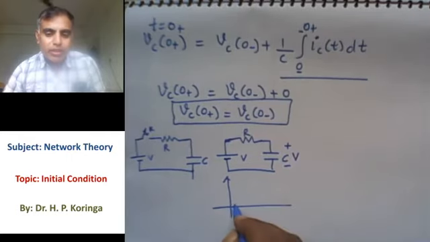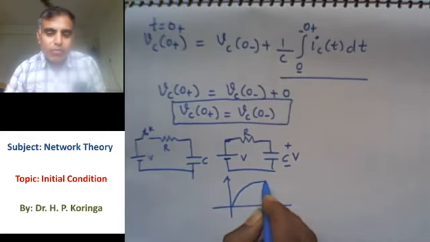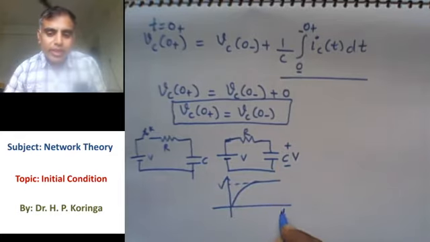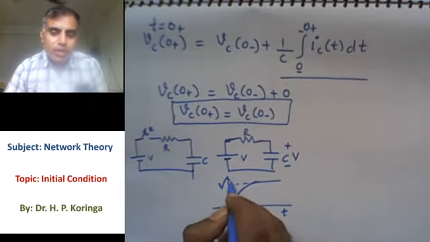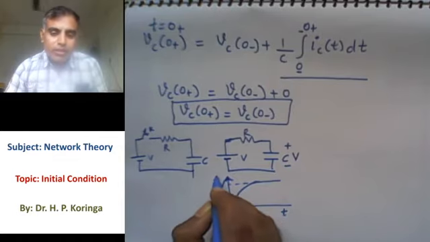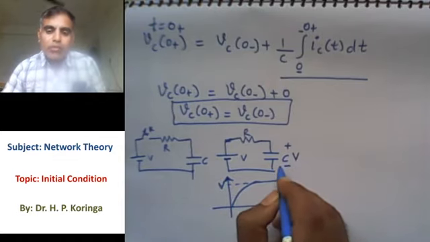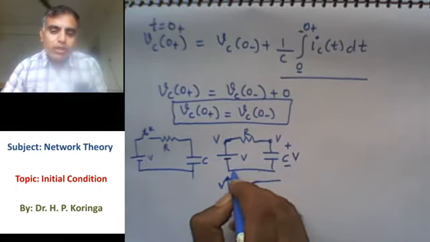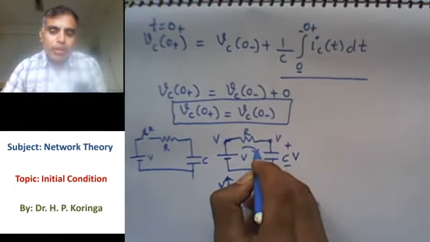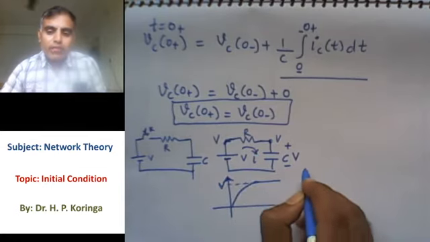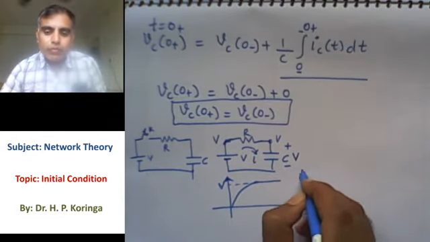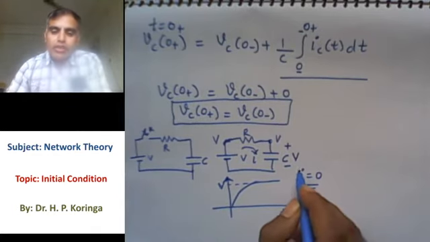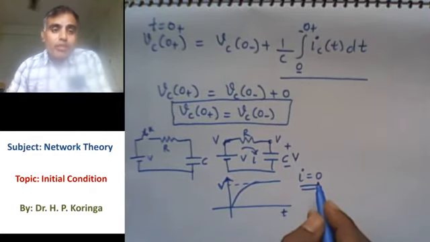The capacitor is charged fully, and at t equal to infinity there is enough time to charge the capacitor. So the capacitor charges up to V volts. Here V volts and here also V volts, so no current flows. The current passing through this circuit tends to be 0. Current is 0, which means the capacitor works as an open circuit.